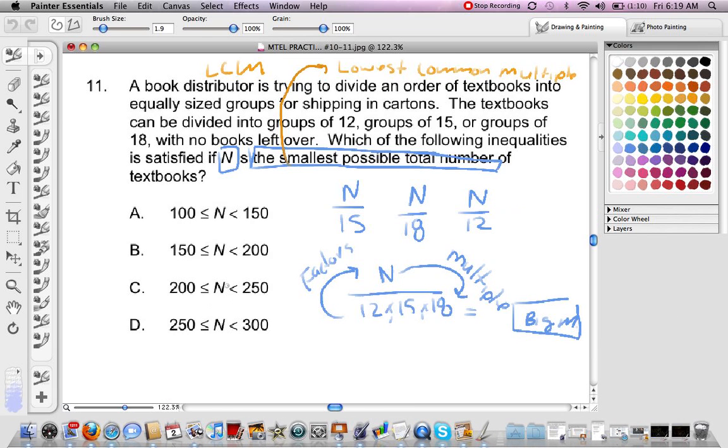Which is very helpful because now when I go back to my problem and I look at my inequality, I ask myself, is 180 greater than or equal to 100? Yes. But is it less than 150? No. Is 180 greater than 150? Yes. But less than 200? Yes. Number B is my answer.